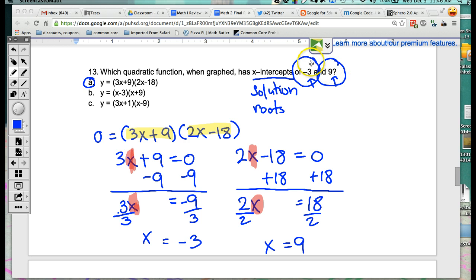So then what I want you to do now is I want you to go ahead and solve B and C and see what kind of answer you get. So you know that the answer is not -3 and 9. Okay? Ready? Go.